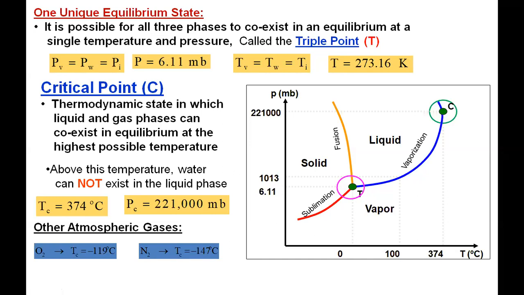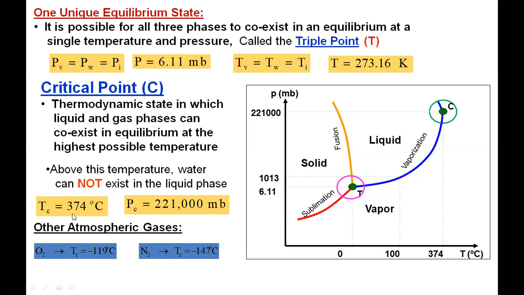Okay, critical point is the thermodynamic state in which liquid and gas phases can coexist in equilibrium at the highest possible temperature. Okay, then above this temperature, water cannot exist in the liquid phase. إذا كانت أعلى هاي مستحيل إنه نلاقي الووتر في حالة الليكويد.